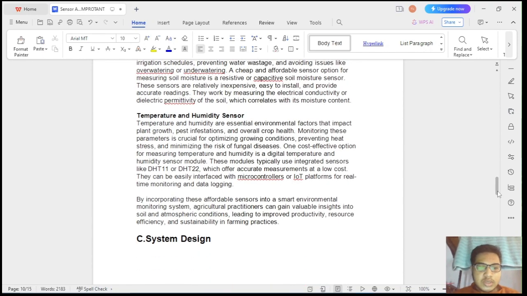The other sensor is the temperature and humidity sensor. These two sensors are important factors for plant growth, pest infestation, and overall crop health. Basically, this is to monitor the surrounding temperature to prevent loss of water in the plant, as well as the humidity. This usually uses DHT11 or DHT22. I'm using DHT22.